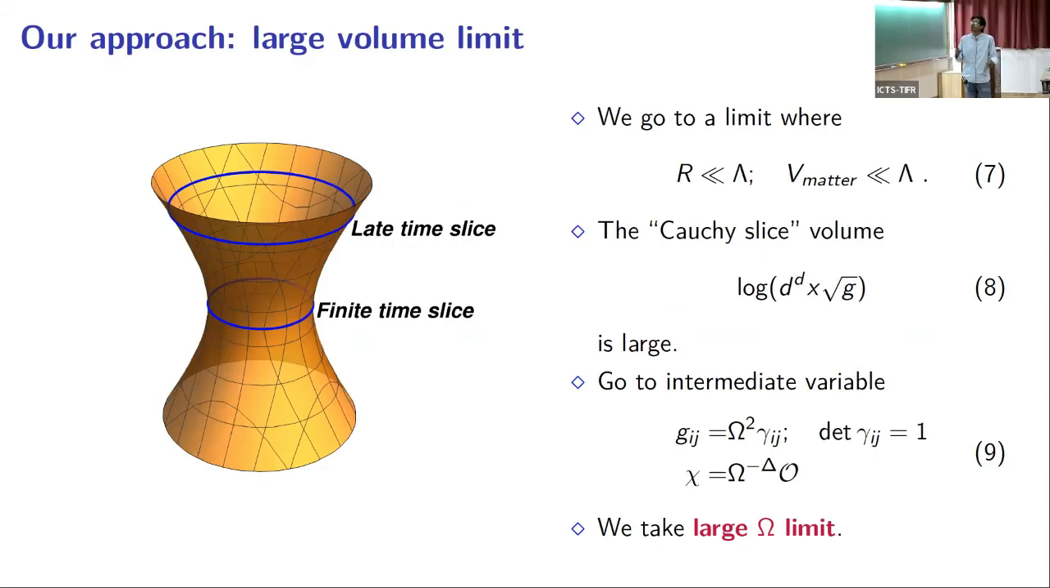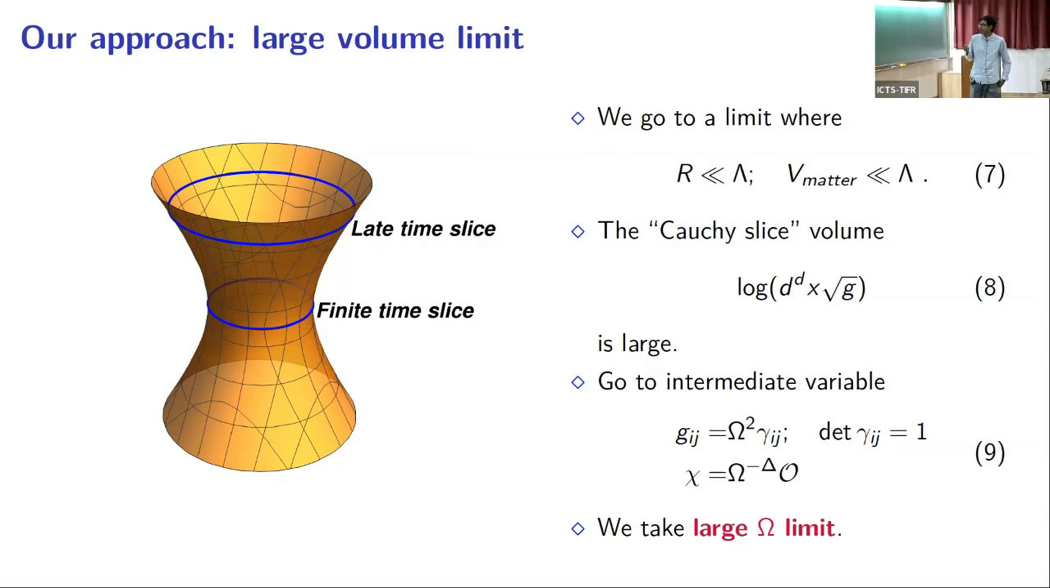And to solve this problem, we go to a very large volume limit. So you remember these finite time slices, and as you go up, these are the late time slices, and we go to a limit where this Ricci scalar and all the potential terms of the Hamiltonian constraint are uniformly very small compared to this lambda, the cosmological constant. This is the same as saying the Cauchy slice volume goes large, and we are expanding the Hamiltonian constraint and momentum constraint about this large volume.